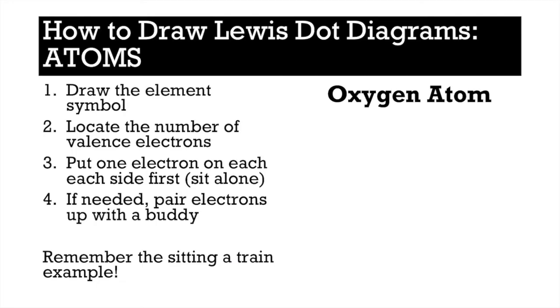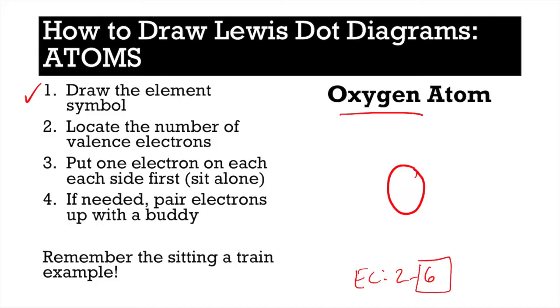These are actually super simple to do. When we're talking about atoms, remember atoms are neutral, so everything is as it says on the periodic table. So if we're looking at oxygen, the first step is to draw the element symbol. Oxygen is O. Then determine the number of valence electrons. Well, oxygen has the electron configuration 2-6. So how many valence electrons does this have? You should say 6.